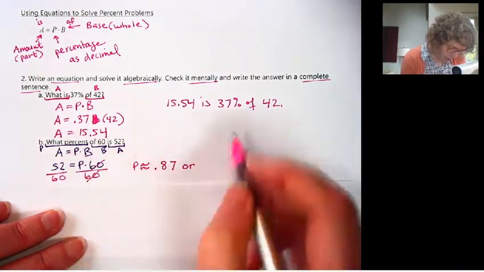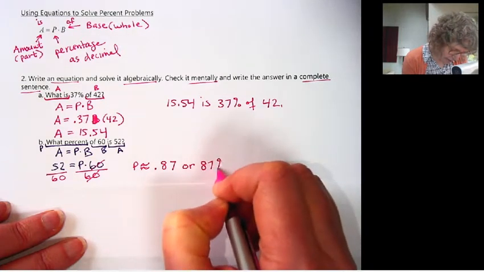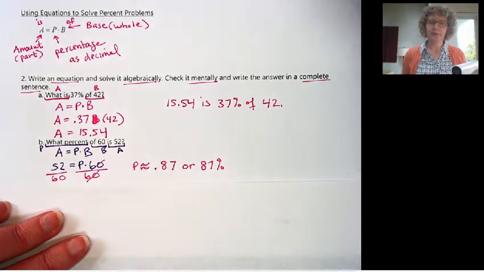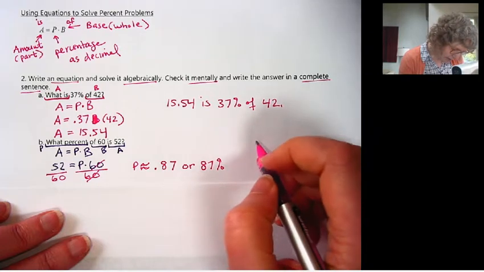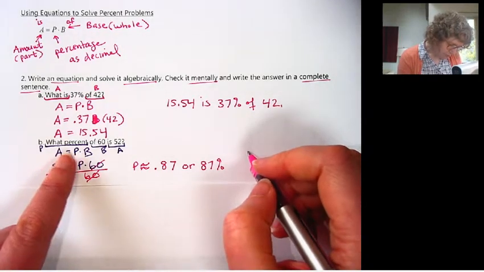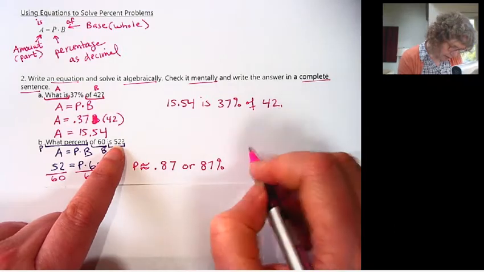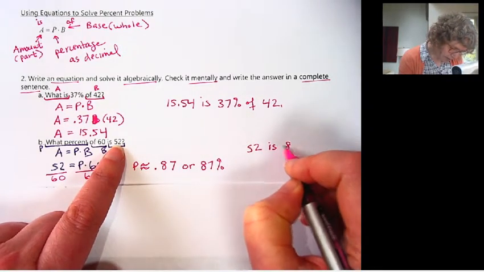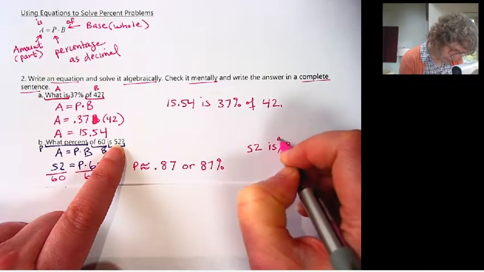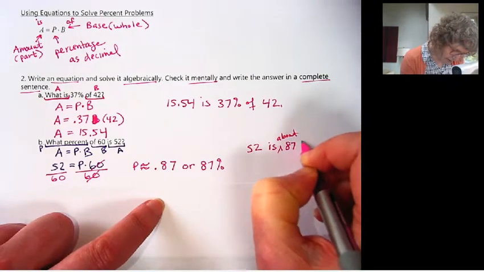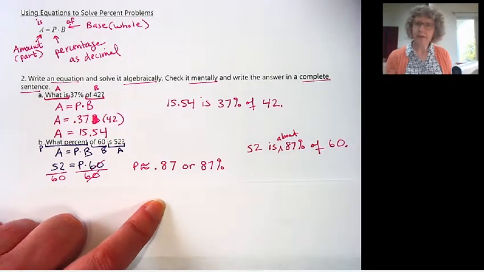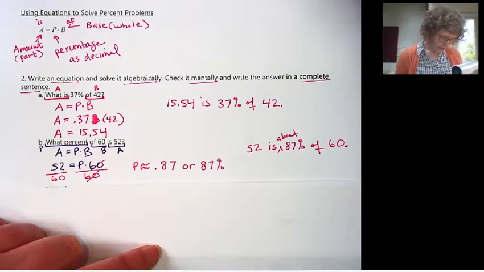Let's put approximately equal to. Or, since we want to know the percentage, that's 87%. You could put 86.7%. That would be fine too. And then our answer is, let's say, what percent of 60 is 52? About 87%. That's just one way to write your sentence. There's lots of equivalent sentences you could write.